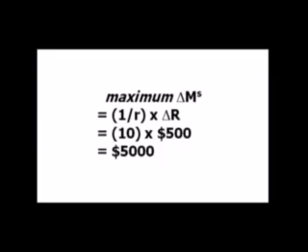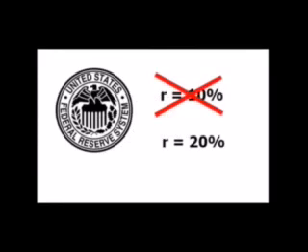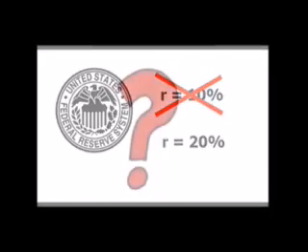Now, what if the Fed increases the required reserve ratio to 20%? Technically, according to the Monetary Control Act of 1980, the Fed is only allowed a range from 8% to 14%, but let's just use 20% hypothetically. It makes the math easier. What's going to be the new maximum possible change in the money supply?